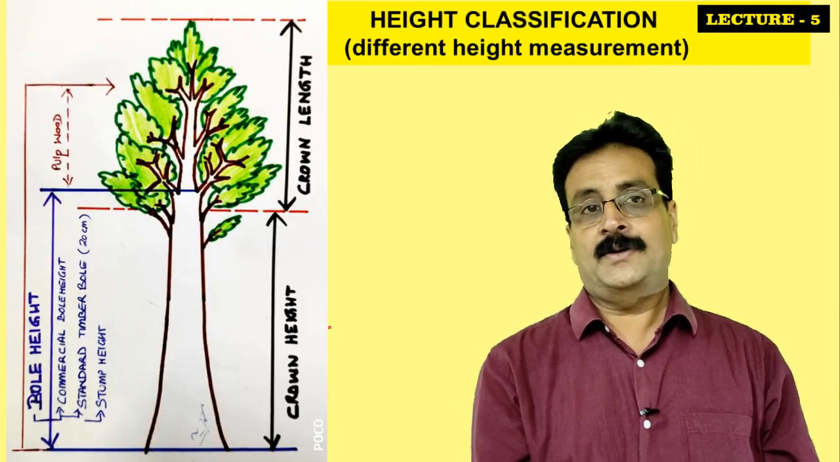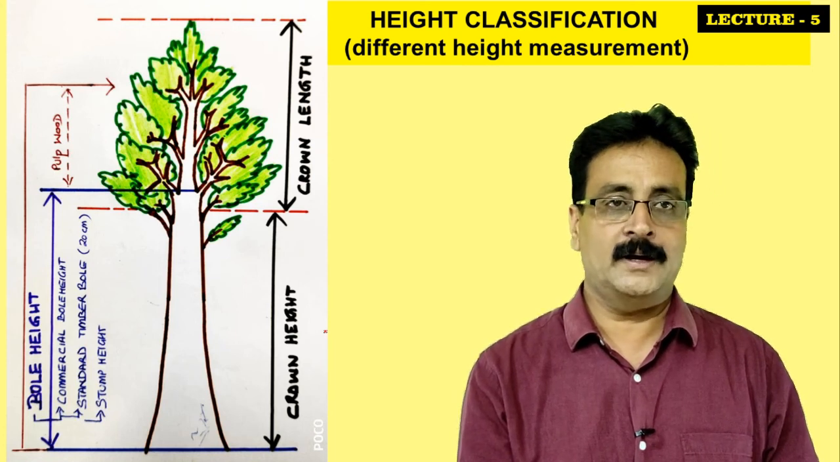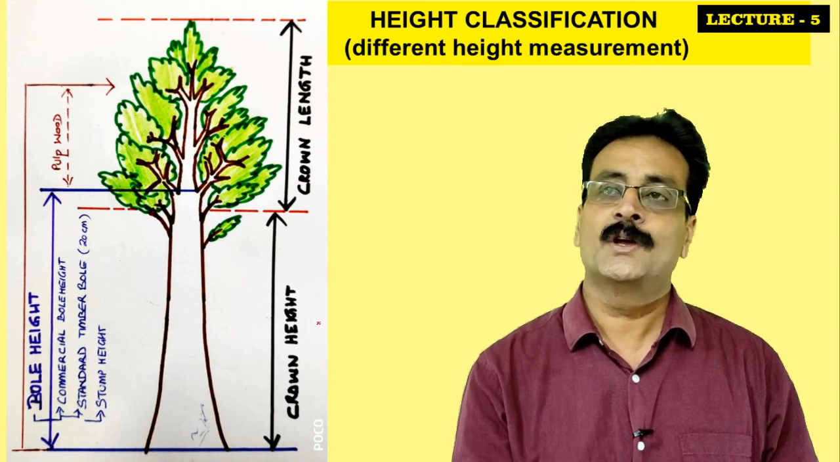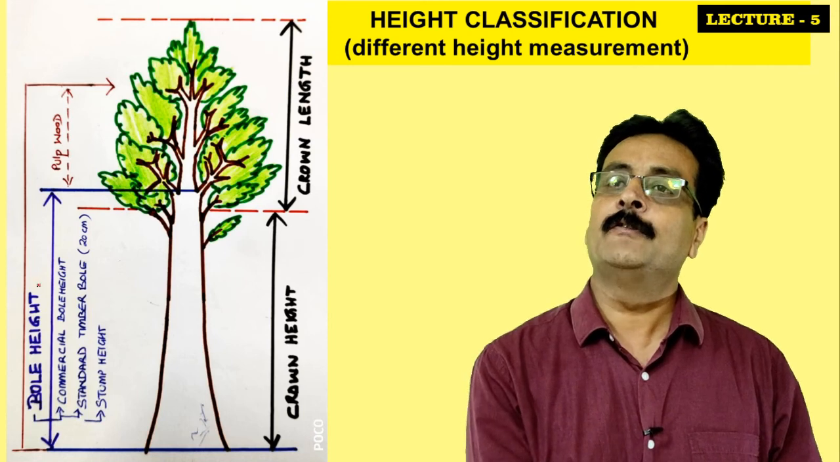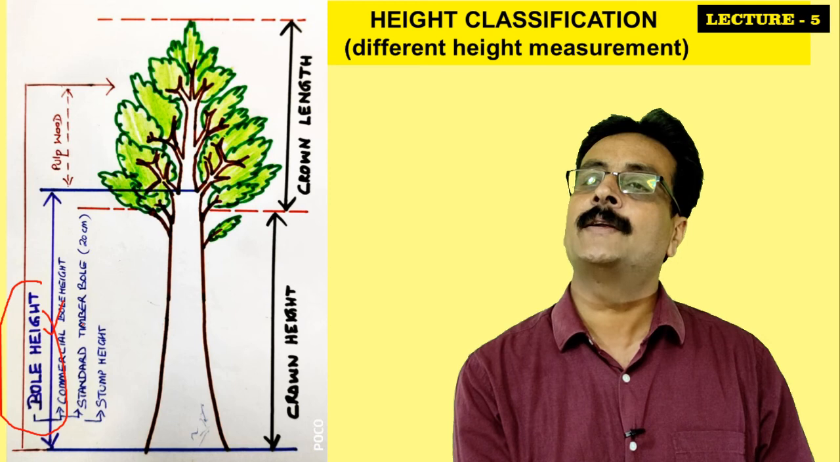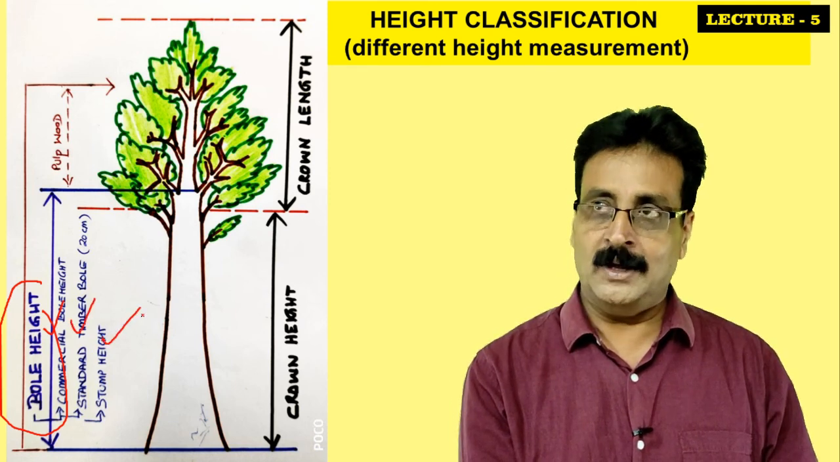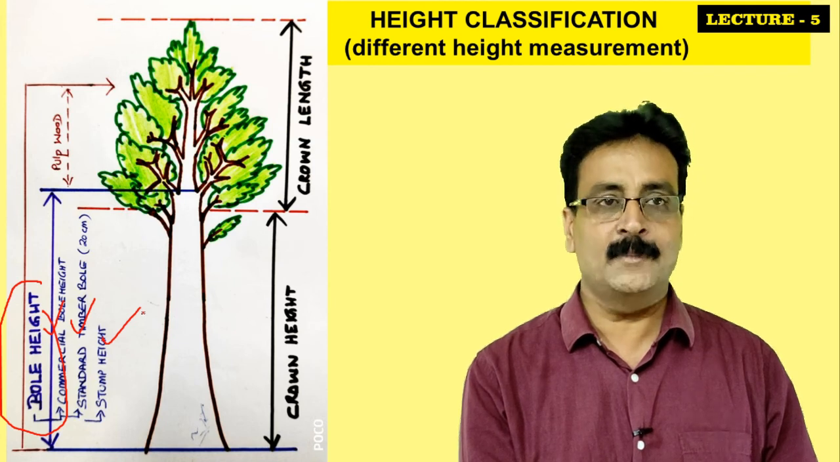Now let's come to the height classification, which is again very, very important: how to classify the different heights. You can see that even bole height has been classified into commercial bole height, standard timber bole, or stump height. Let's go one by one through the height classification, the different height measurements.